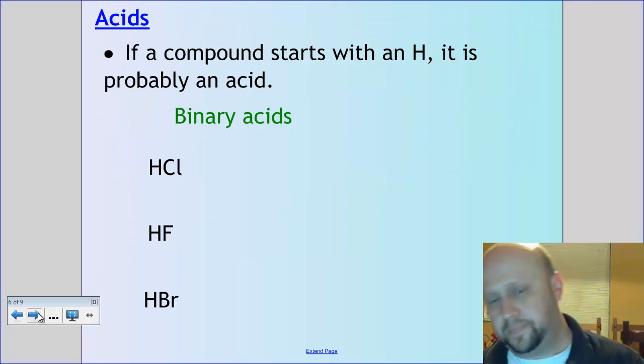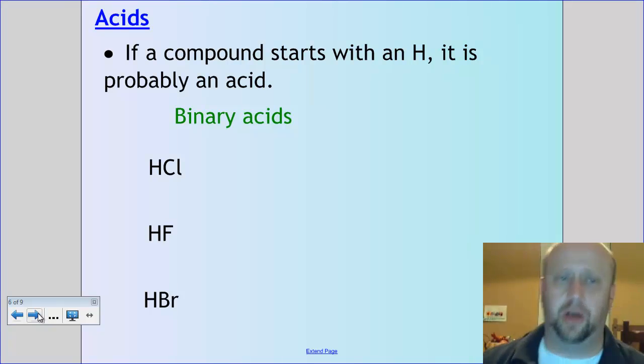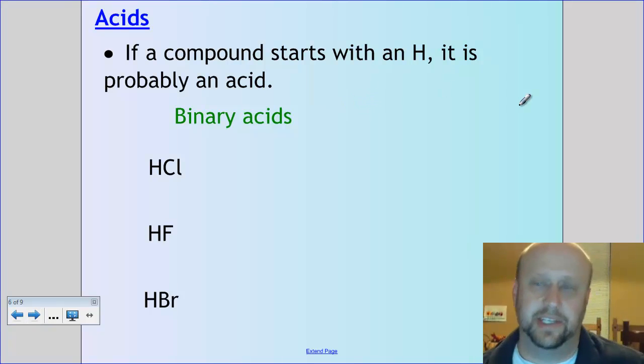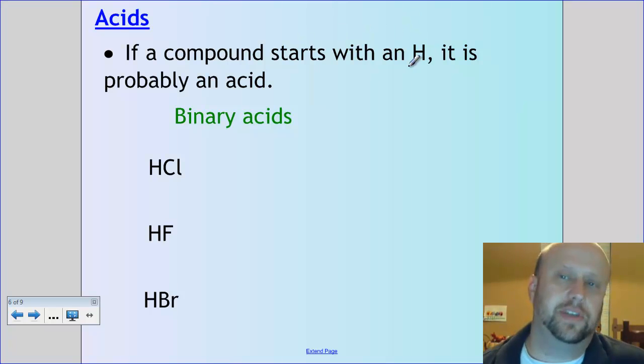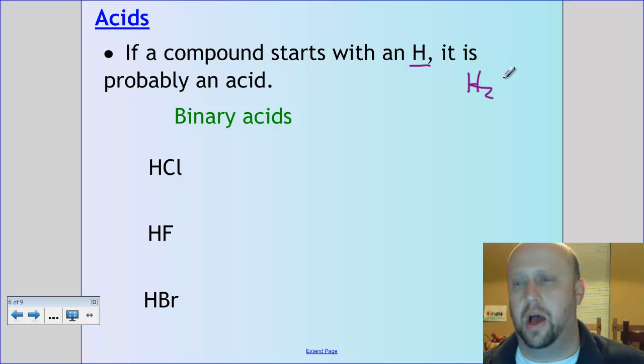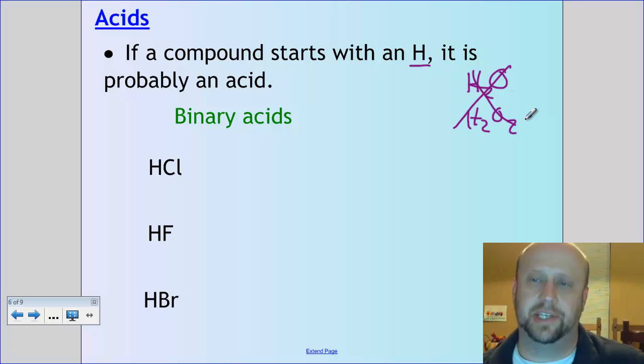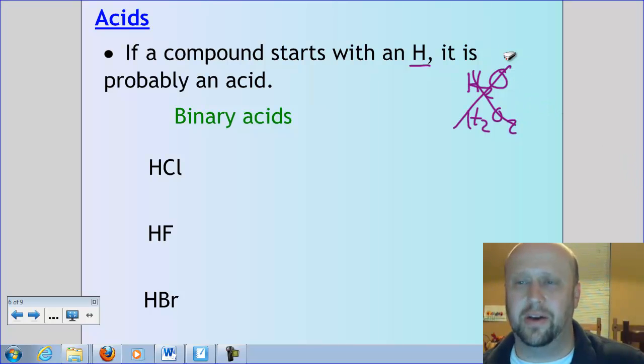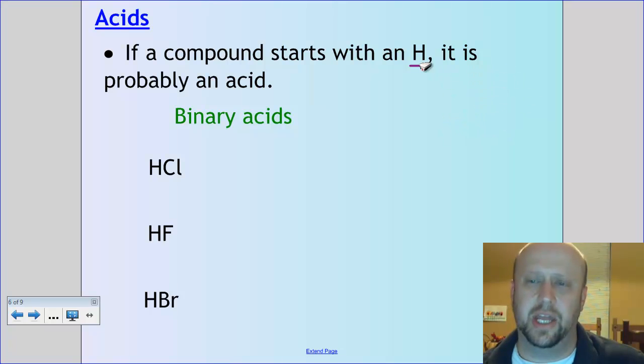All right. Something a little bit more complicated, but not really a whole lot, are acids. So we're going to learn how to name acids real quick. How do you know if something is an acid? Almost everything that starts with an H is an acid. Now, there are a couple of exceptions. Water and hydrogen peroxide. Those two things are not acids. Actually, technically, they can be, depending on the situation. But everything else, if it starts with an H, it is probably an acid.